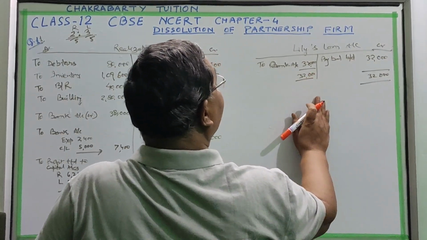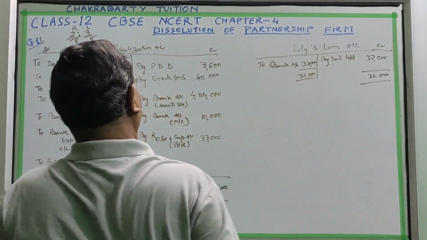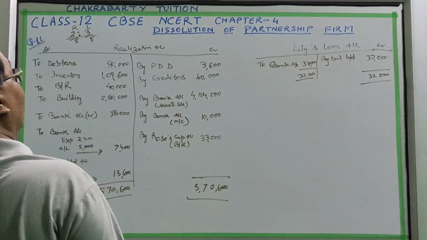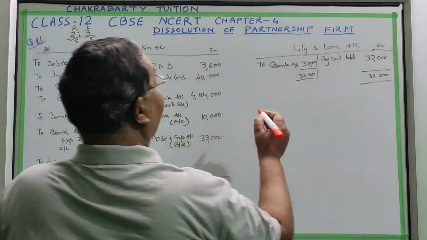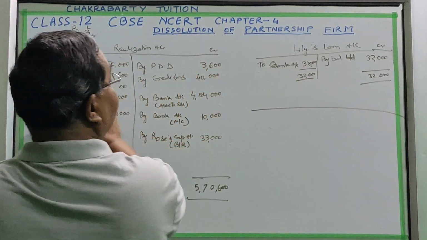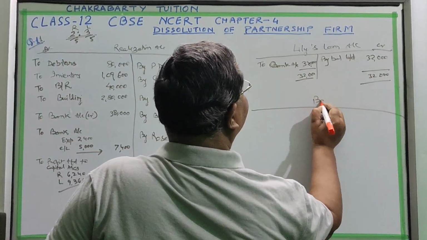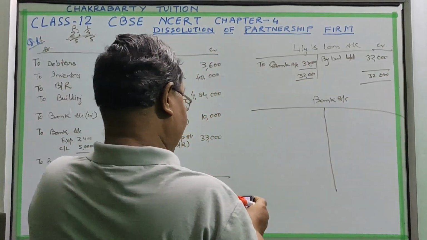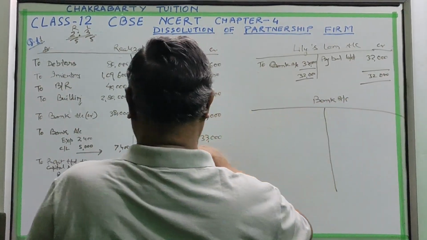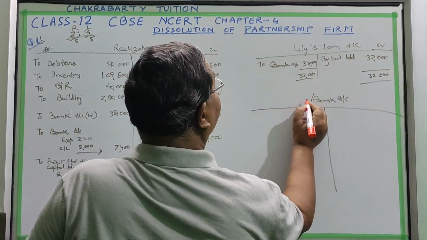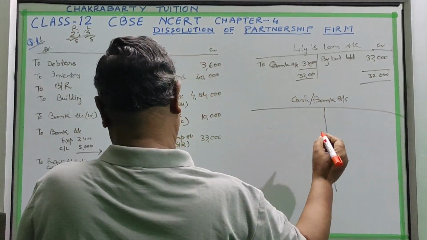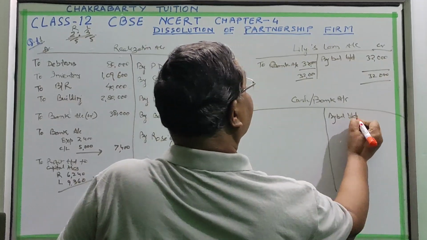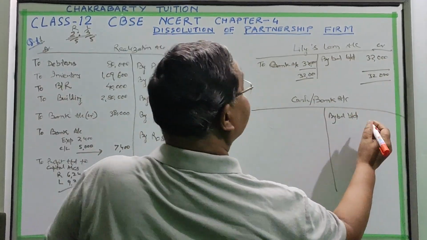Now after this you have to prepare the capital account. And after the capital account we will prepare a bank account also. So what will happen? I have to rub this for the capital account. That's why I am starting the bank account here. Bank account, or cash account. Here cash is given, so you can write cash or bank account. By balance brought down 16,000.